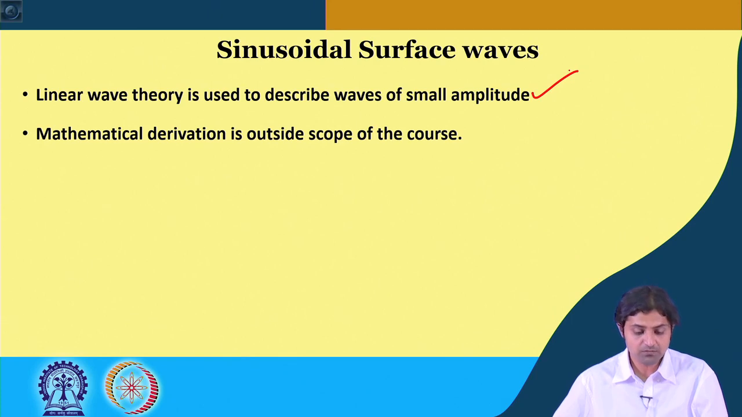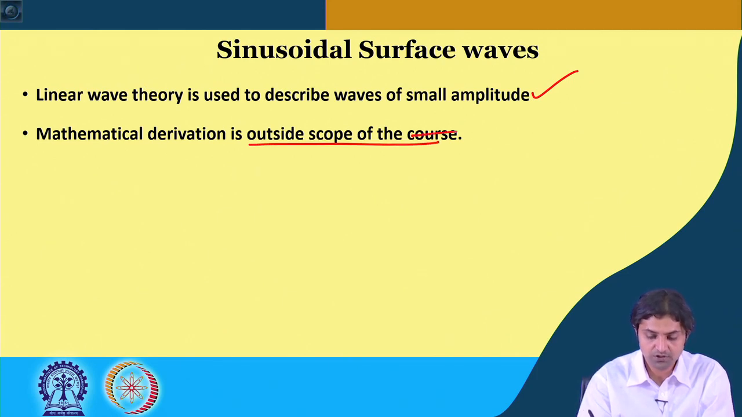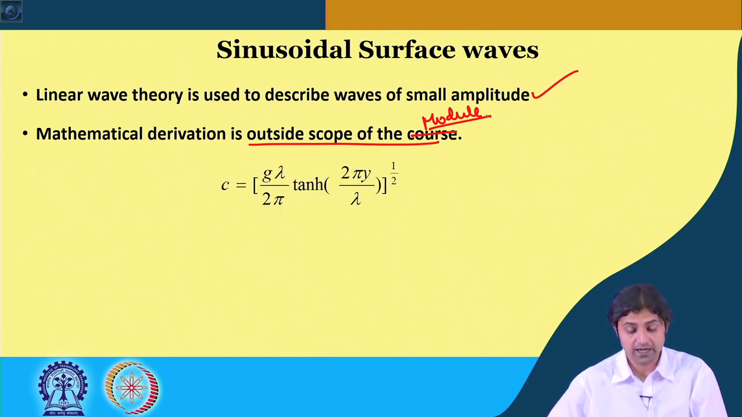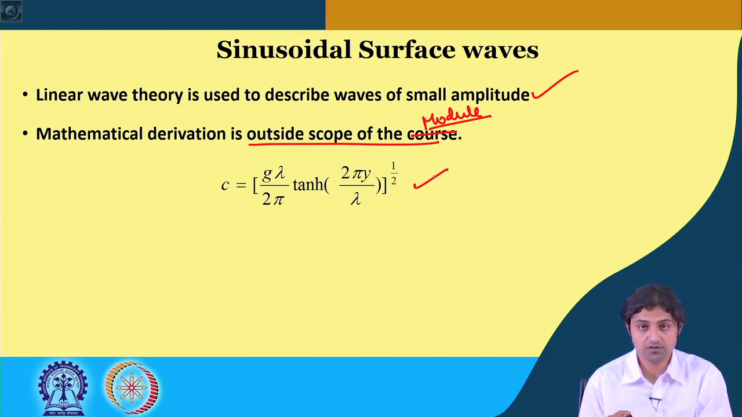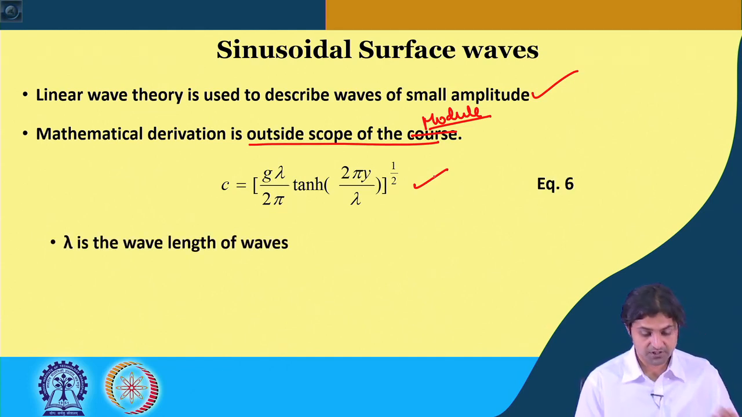So, right now mathematical derivation is outside the scope of this module. Not the course, because we are going to derive it later. At the end of the course, it is expected that you should be able to remember this value, but do not worry about this particular slide right away, because we will cover this specifically in our last module, basics of wave mechanics. All right, and this is given as equation number 6.